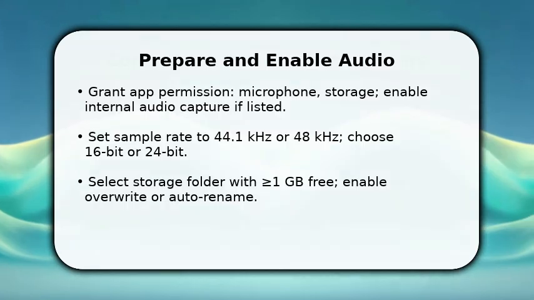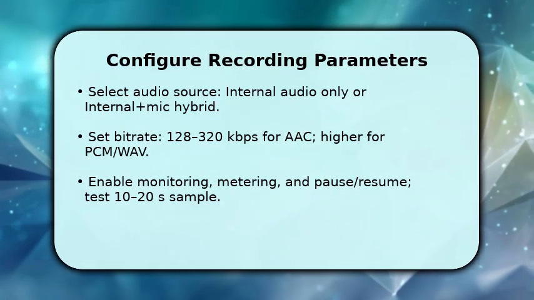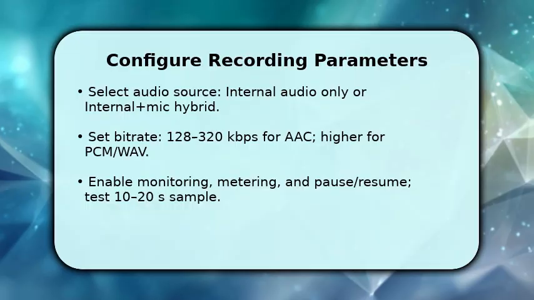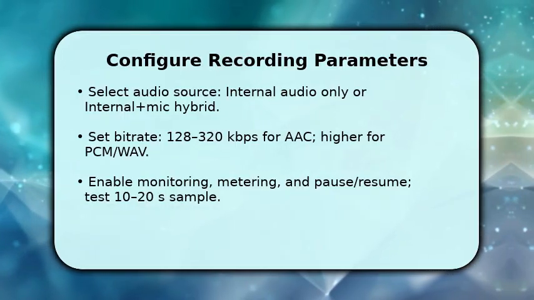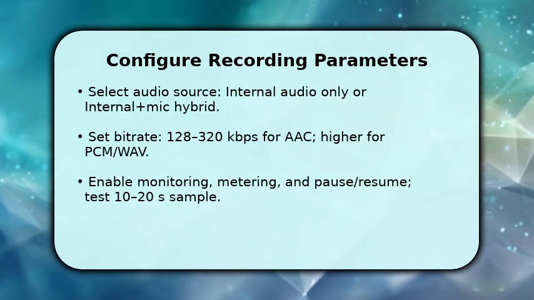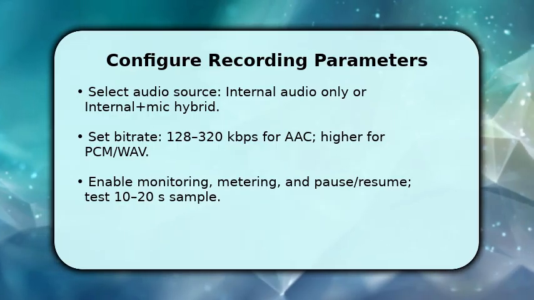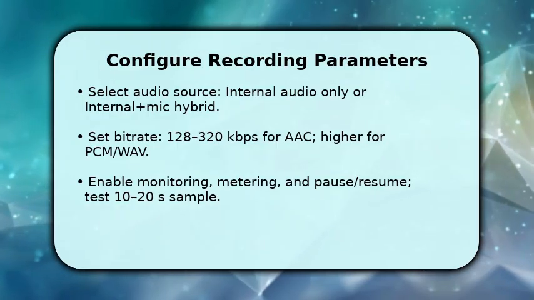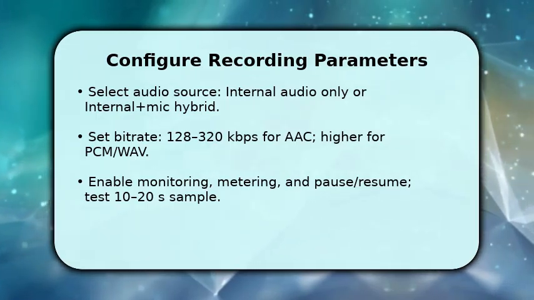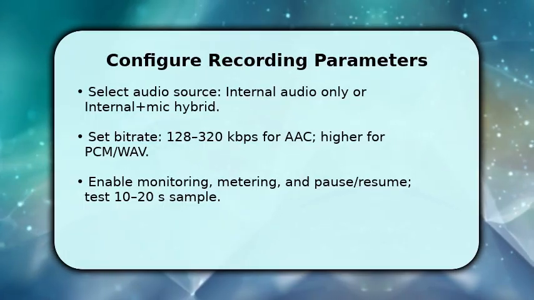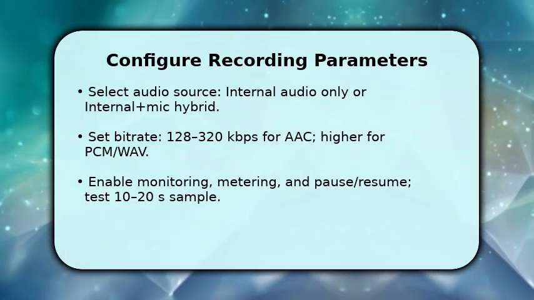Now configure how you record. Choose internal audio only for system sound or internal plus mic if you need commentary. Then set bitrate, 128 to 320 kbps for AAC, or choose PCM/WAV if you want uncompressed audio. Higher bitrate reduces artifacts. Enable monitoring and metering to watch levels, and turn on pause/resume for long takes.